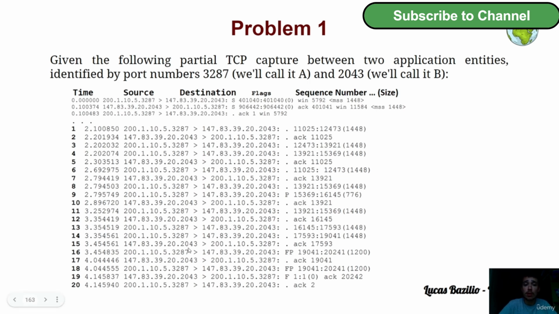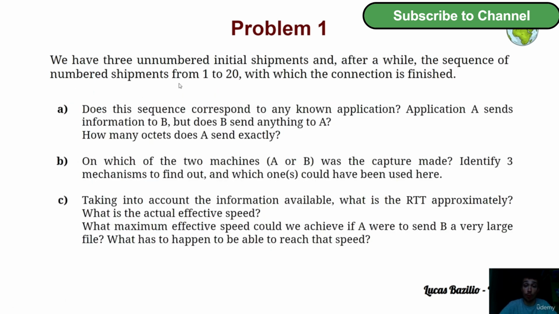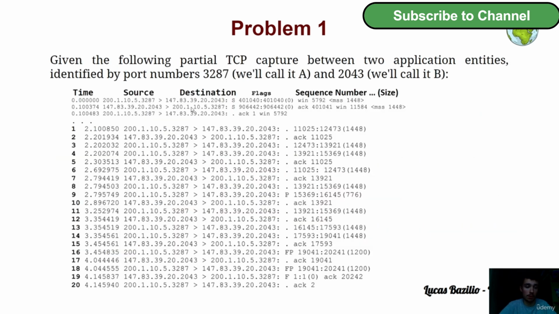Very well. So given this TCP trace, given this capture, we have a series of questions. Also here the problem says we have 3 unnumbered initial packets, and after a while the sequence of numbered packets from 1 to 20, with which the connection is finished. And this is precisely what we see here, right? We have this series of packets at the very beginning. It is not hard to see that this is going to be the TCP connection establishment. We're going to come into this in a moment.